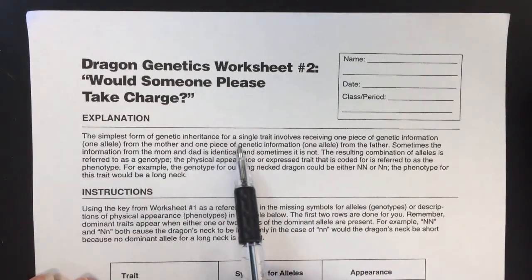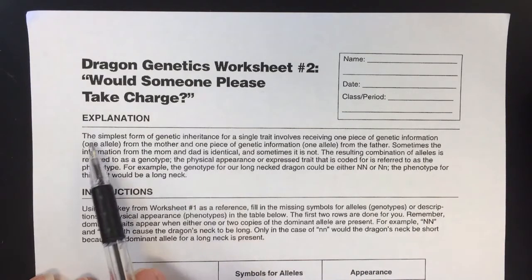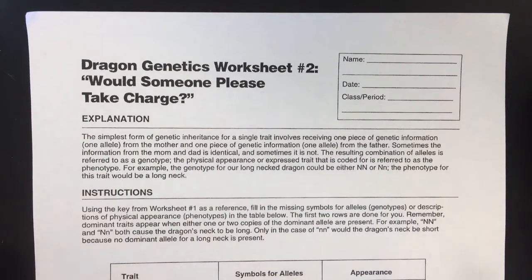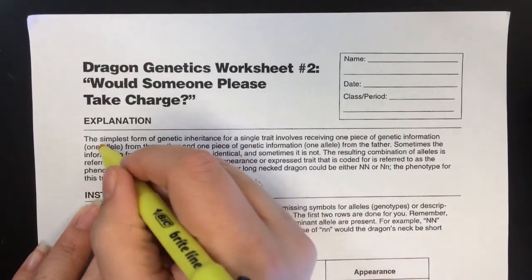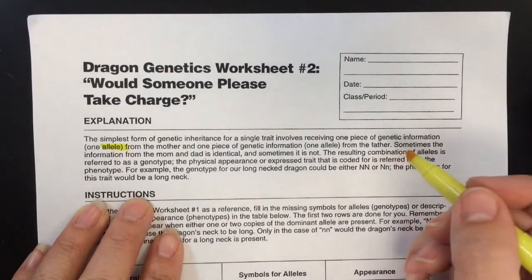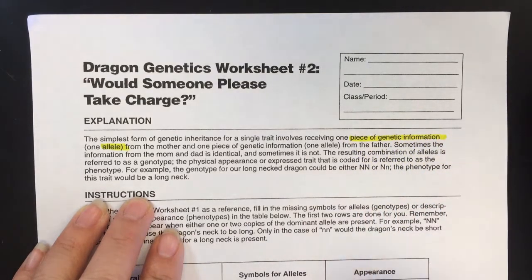The simplest form of genetic inheritance for a single trait involves receiving one piece of genetic information, one allele, from the mother, and one piece of genetic information, one allele, from the father. So let's look at some vocabulary in that one. We have the word allele. If you've never heard of this one before, you have your definition right in the paragraph. The definition for allele is a piece of genetic information. Sometimes I like to refer to it as the version of the gene.